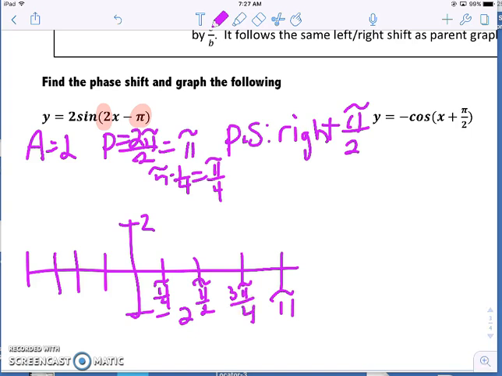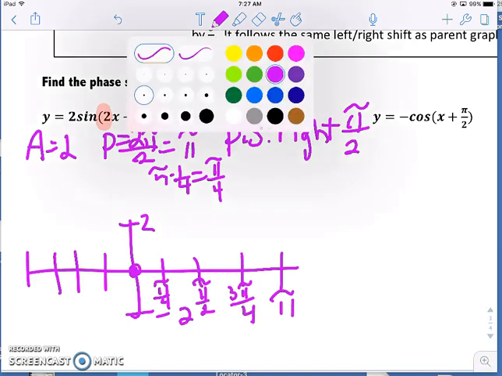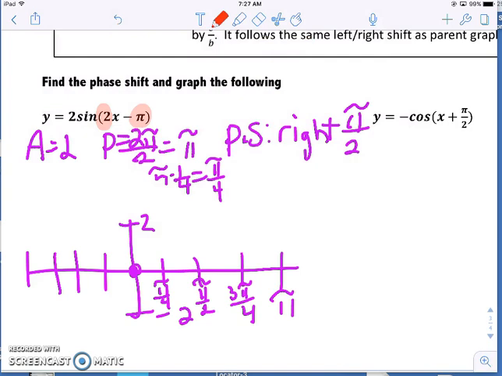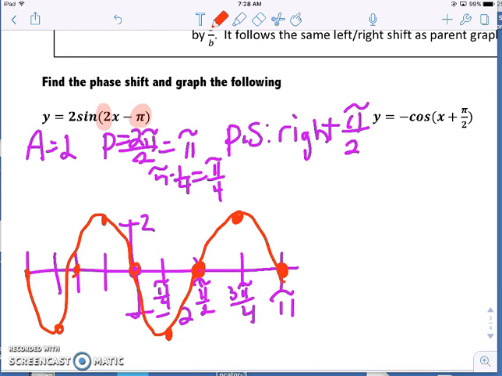So sine normally starts here, but we move to the right pi over 2. So to the right pi over 2 means it's actually starting here. So sine starts in the middle, and then it goes high, low, so again, it looks like a sine curve, except it's going down, but it's that shift there.